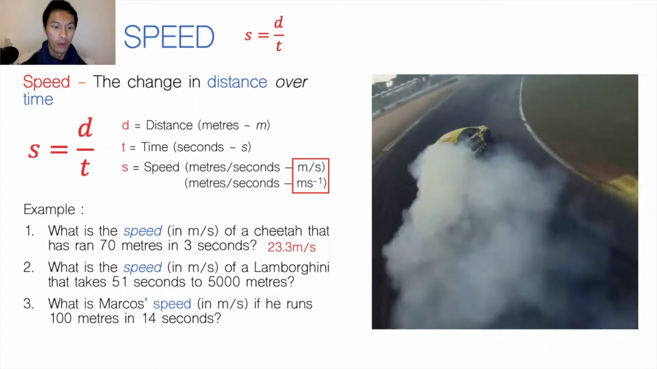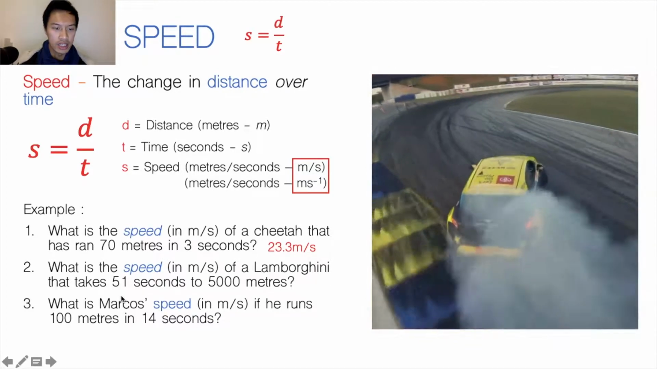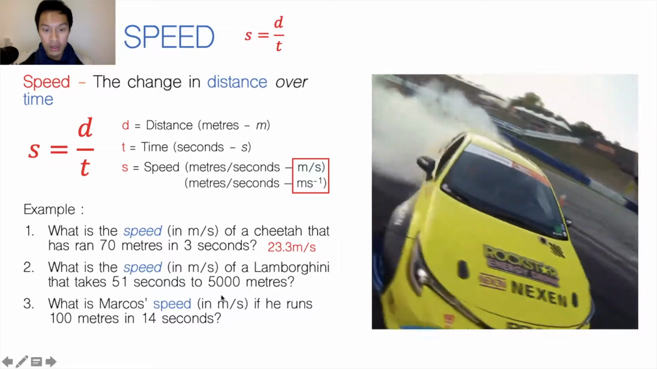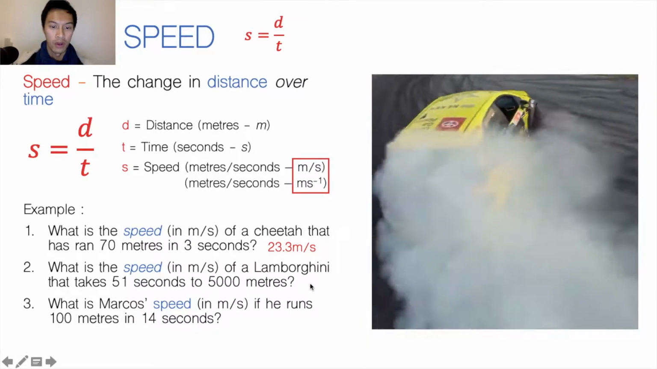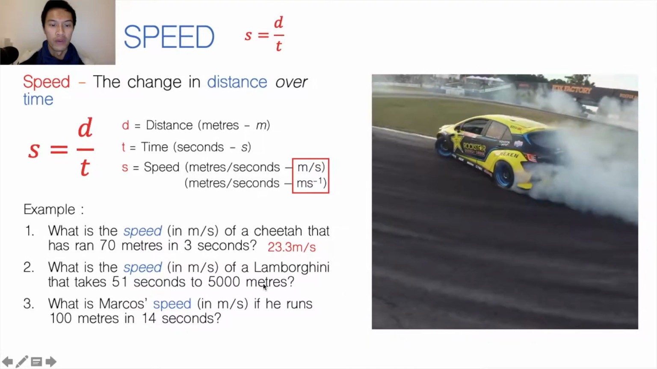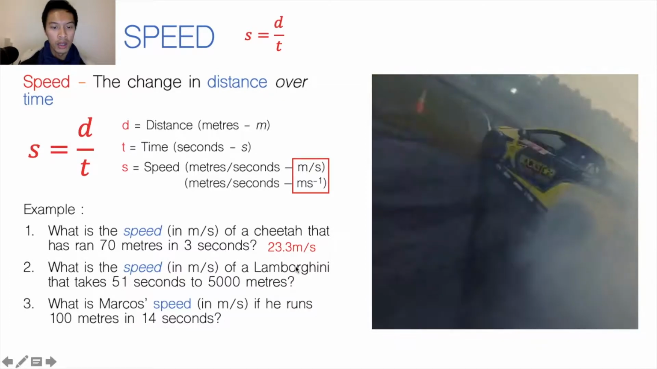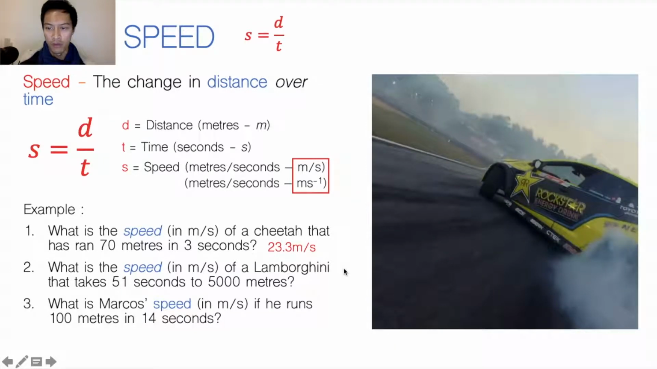If I wanted to figure out the speed of a Lamborghini that takes 51 seconds to travel 5,000 meters, which is about 5 kilometers, then you can divide 5,000 by 51, and that'll give you a speed of 98.04 meters per second. That is, every second the Lamborghini has traveled just under 100 meters.